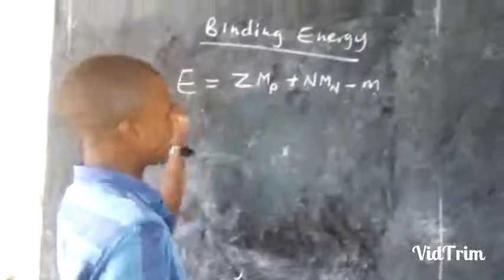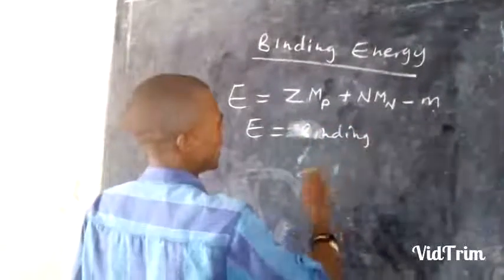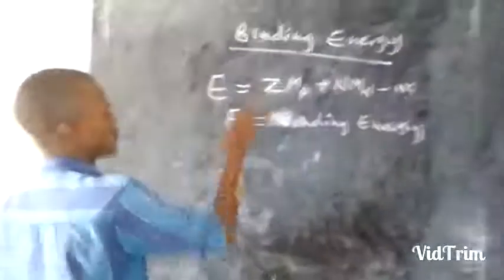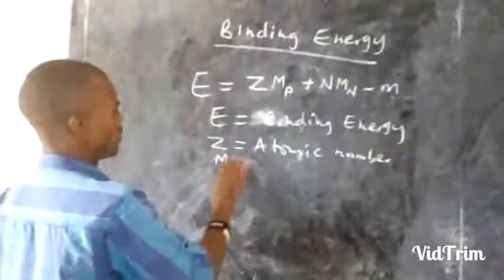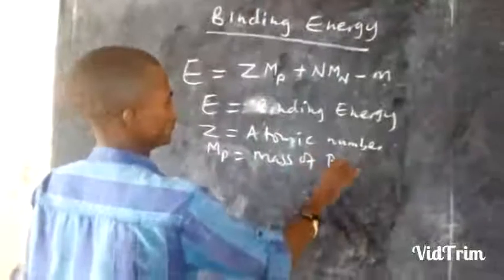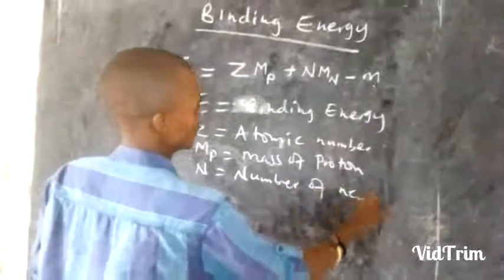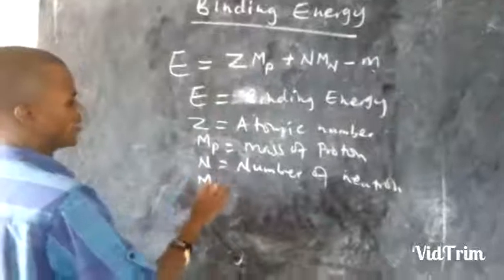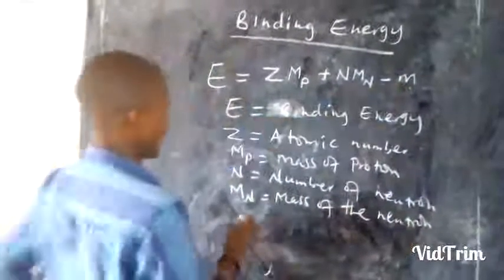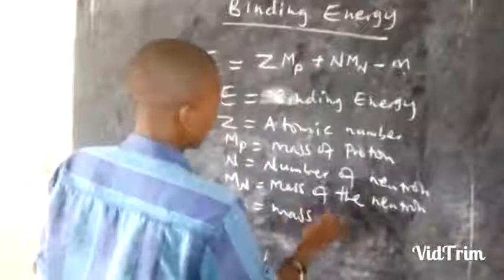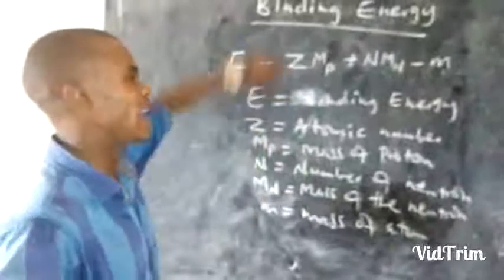The symbols are defined this way: capital E equals the energy, which is the binding energy. Z, as we said a few minutes ago, is the atomic number. M subscript P represents the mass of the proton. N represents the number of neutrons. M subscript N represents the mass of the neutron. And the small m that you see represents the mass of the atom itself. So the binding energy is calculated using this formula, and the terms in the formula are described this way.